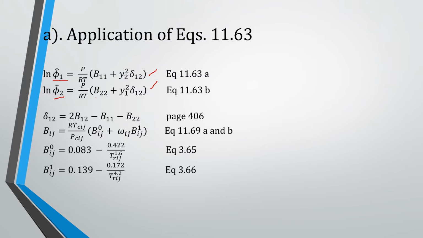But first, we need to find these parameters. And we can solve this parameter by using this equation which is found on page 406. And also, before we can use this equation, we need to find these values here. And we can do that by using equations 11.69 a and b. So this is what we have here. And before we can use equations 11.69, we need to find these parameters which are the second virial coefficients, which are needed to solve for this equation.